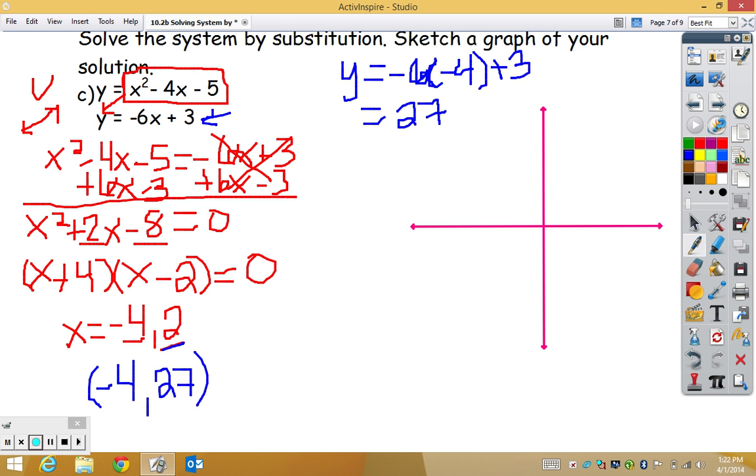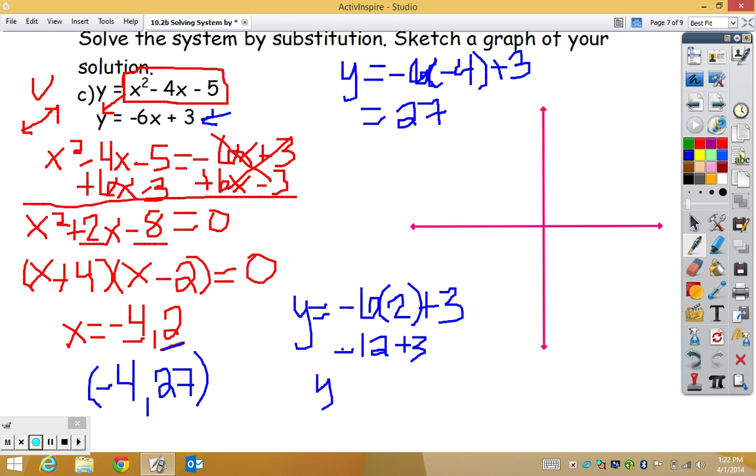Then I'm going to plug in negative 2, or 2, sorry. y equals negative 6 times 2 plus 3. Right, so that's negative 12 plus 3. y equals negative 9. So my point of intersection is (2, -9). So I'm going to sketch where they may be. (2, -9) is probably going to be down here. (-4, 27) is going way up here.